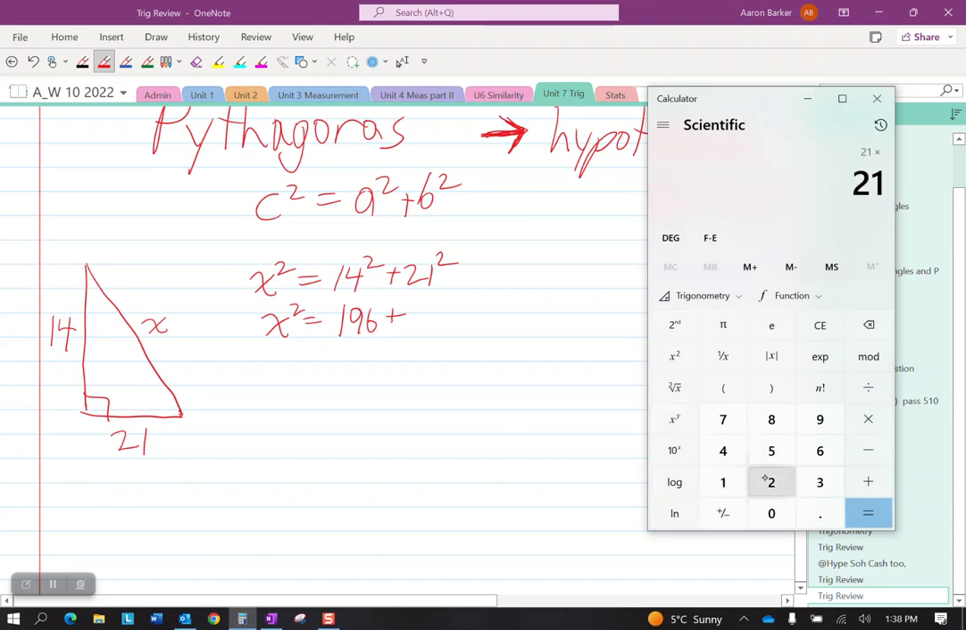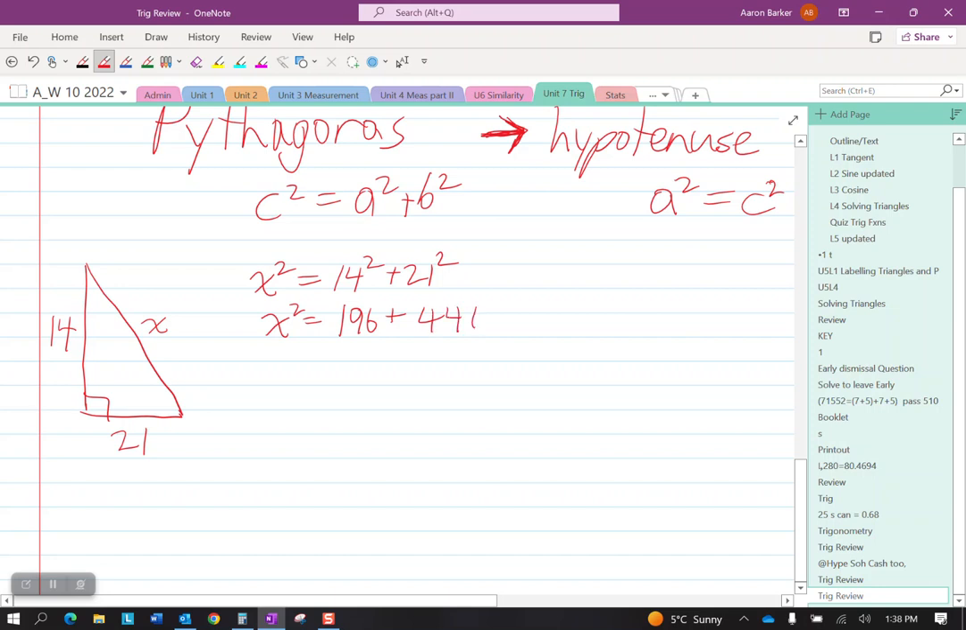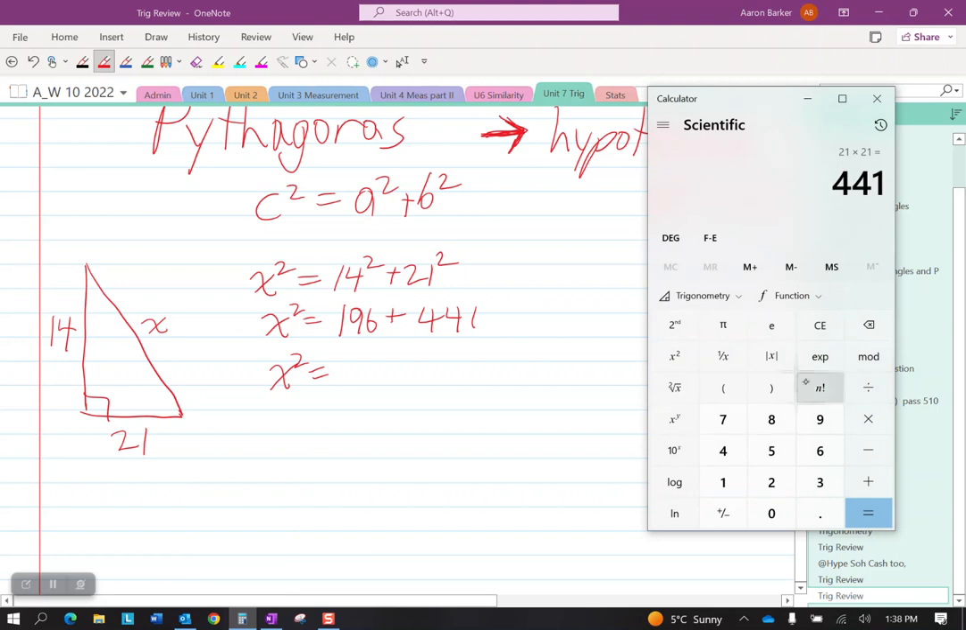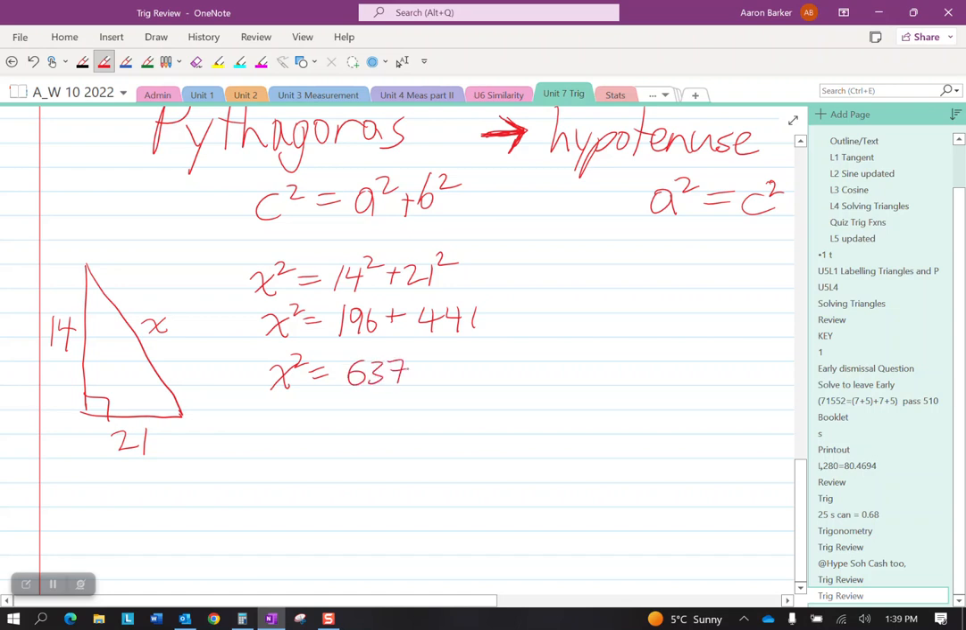plus 21 times 21. Notice I didn't write down 21 times 21 anywhere. That's because I knew that's what I was doing by replacing it with a number. Then you could add them up. Okay. Then you have to do another line because these are not the same. And x equals square root 637.